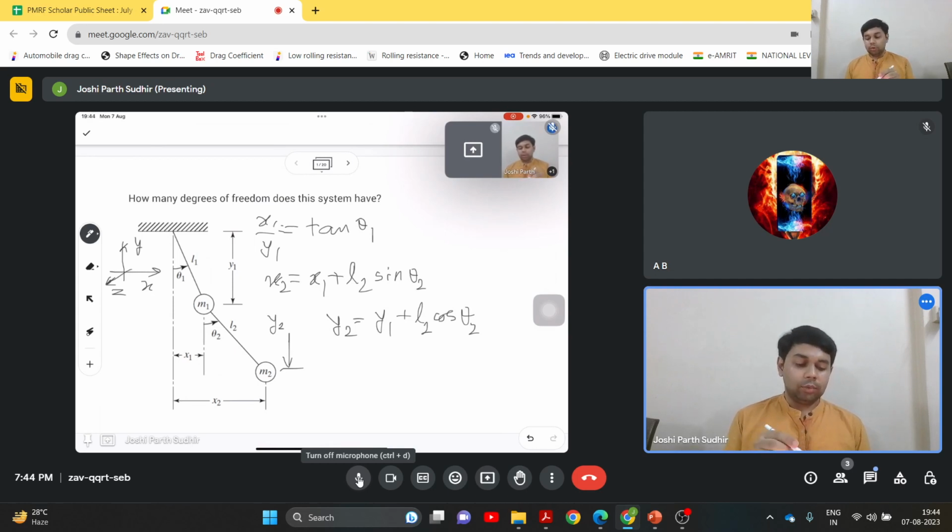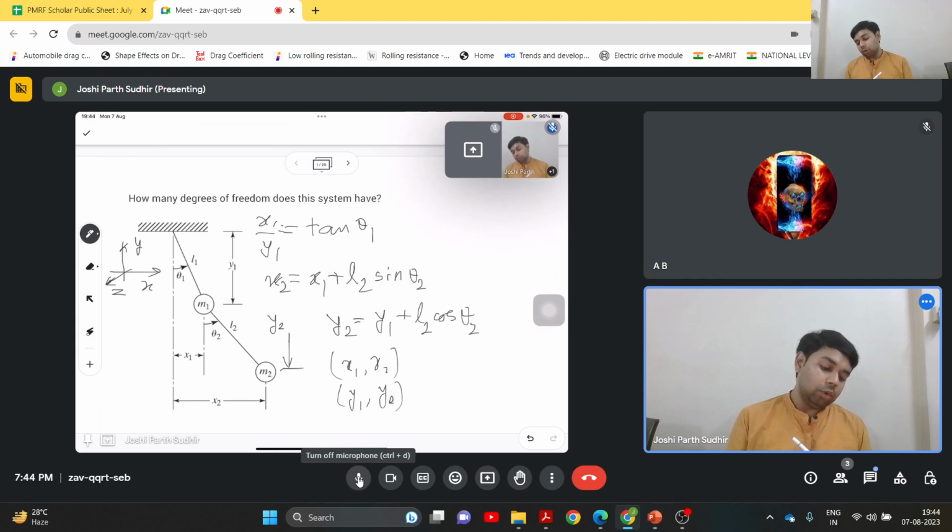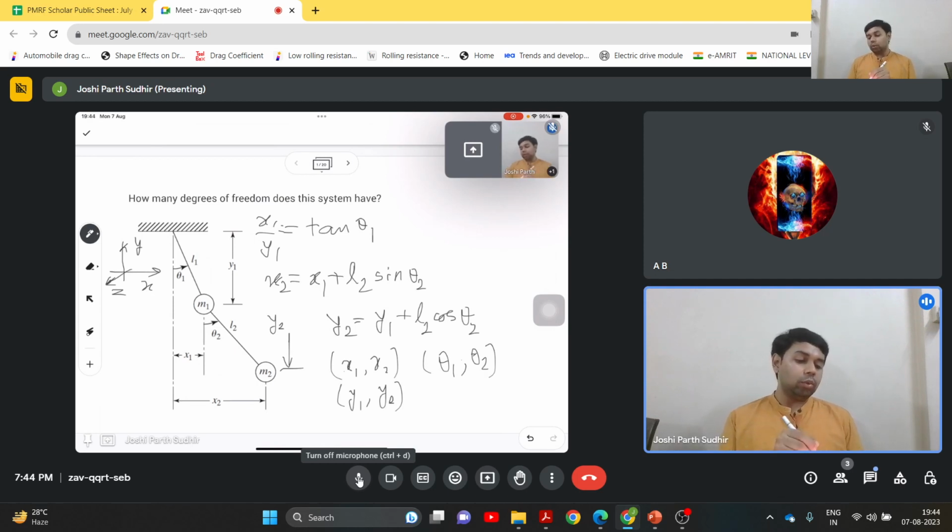So we can use the independent coordinates either x1 and x2, or y1 and y2, or theta 1 and theta 2, any combination of these, but we can basically use only two of them and find out where both these masses are located, and so that is why the degree of freedom is basically 2. So two coordinates are sufficient in this example. So you are right, degrees of freedom are 2.